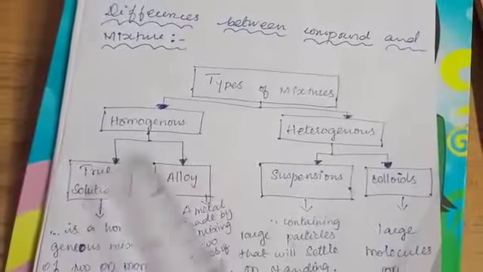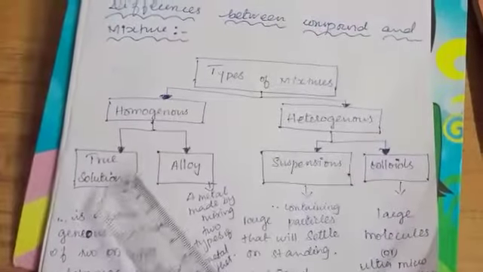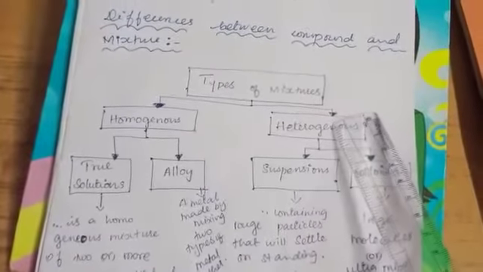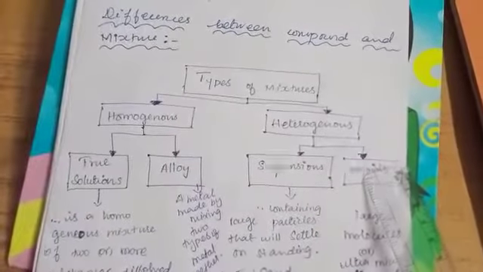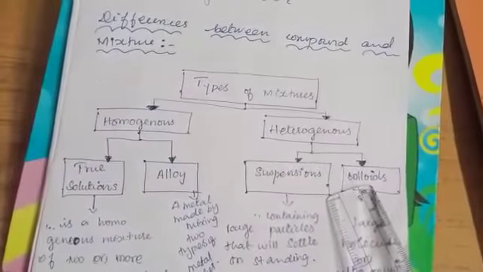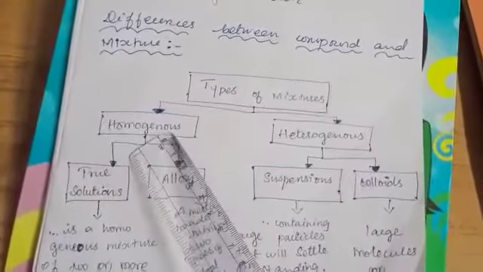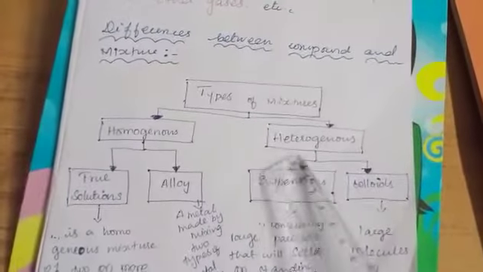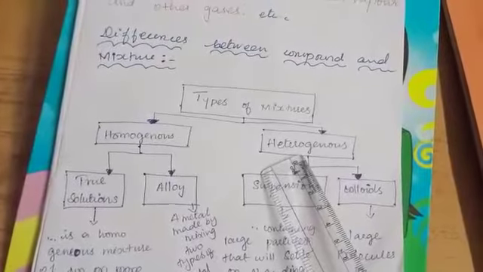Homogeneous is classified into two categories. They are true solutions and alloy. Heterogeneous mixtures can be classified into two categories. They are suspensions and colloids. Here, homogeneous: homo means only one. Hetero means more than one.